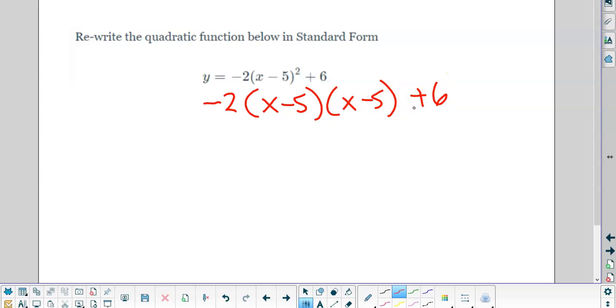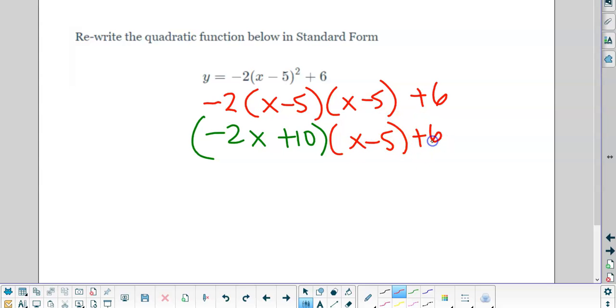So now we've cleared our exponents, and now we can choose whether or not we want to distribute the 2. As soon as you hit the end of the parentheses, you stop. You don't keep going. You don't distribute it to both sets of parentheses. So if you'd like, you could distribute that negative 2 now, but the x minus 5 and the plus 6 stay the same.